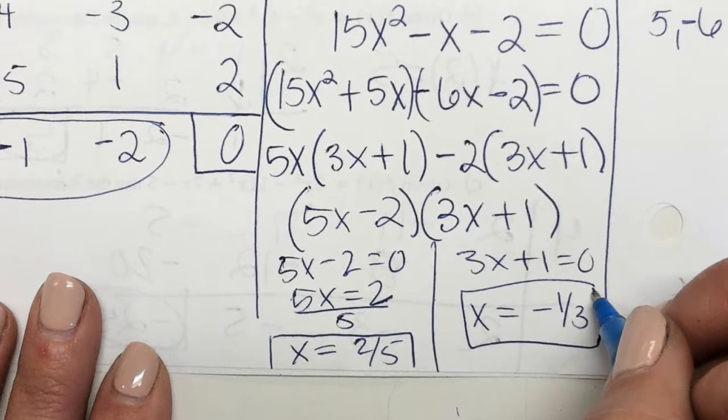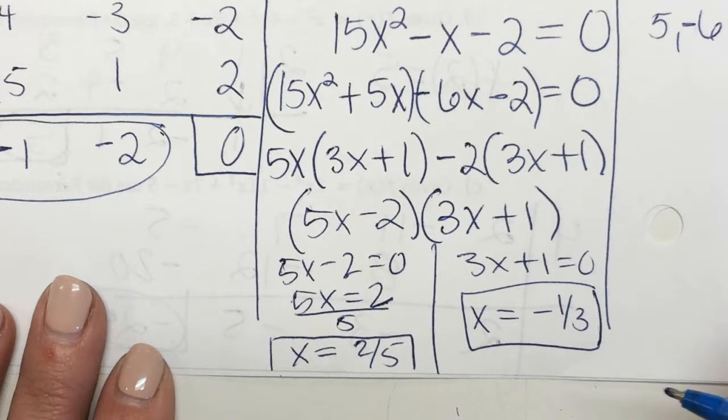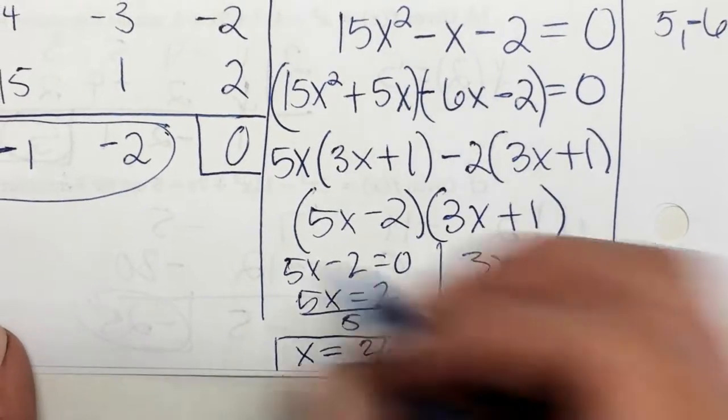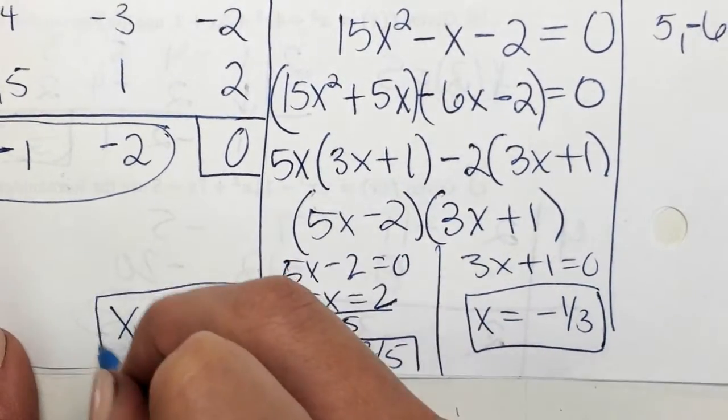So how many zeros does this polynomial function have? 3. Good. These are 2 of them. What's the other one? -1. That's what they gave us in the beginning.